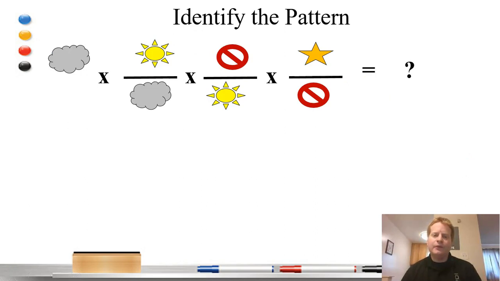So then, what if we follow the same pattern? Then what symbol should we have at the end of this? So at the end of this pattern, what symbol should we be left with? Well, same thing as before, right? So our clouds canceled clouds, suns canceled suns, the do not sign canceled the do not sign, and we're left with the orange star.